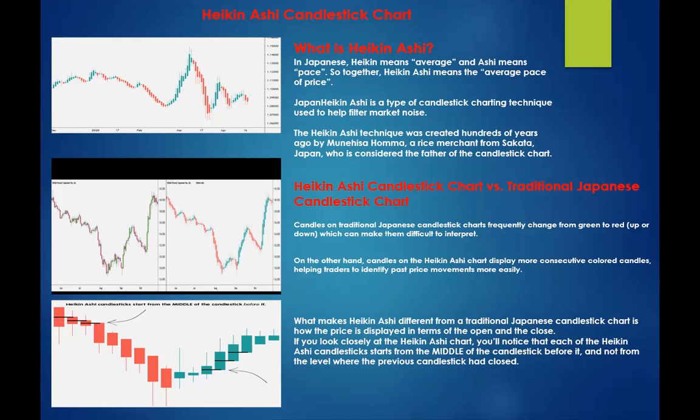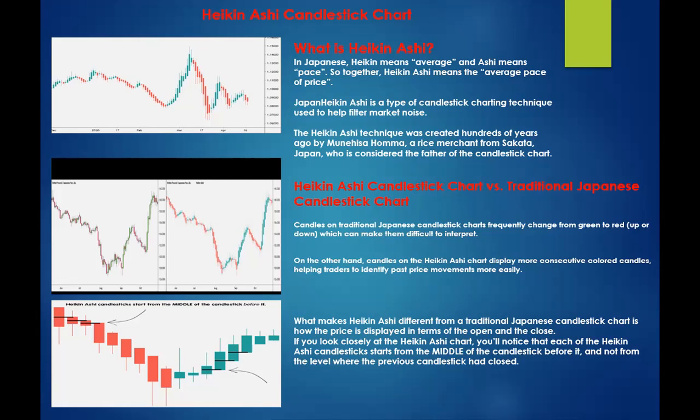Now, Heiken Ashi candlestick chart versus traditional candlestick chart. This is the comparison. The traditional Japanese candlestick chart frequently changes from green to red, up or down, which can make it difficult to interpret. If the market is buying, you sometimes see a selling candle, and if you keep looking at those colors, you'll be confused.